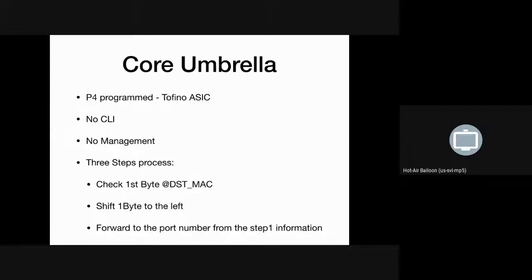Then I programmed a Tofino switch to do a very simple 3-step process that checks the very first byte of the destination MAC address, shifts by 1 byte to the left, and forwards to the port from the information of step 1. This is just for forwarding in the core very quickly and very efficiently, and it introduces the concept of no management at all on the core switch. No CLI, no interface, so you just have to plug it in as it has been designed during the diagramming process.